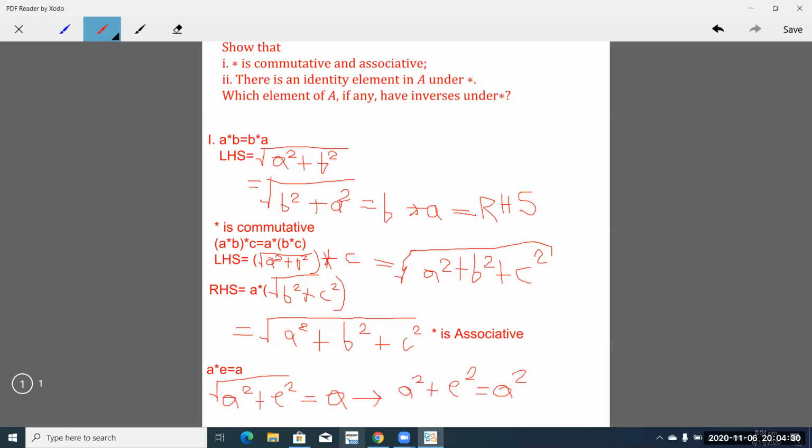We'd have to change it to a square root. No, not really. First, we need to just subtract A squared from both sides. And so if A squared plus E squared is A squared, then E squared must be 0. That makes sense?